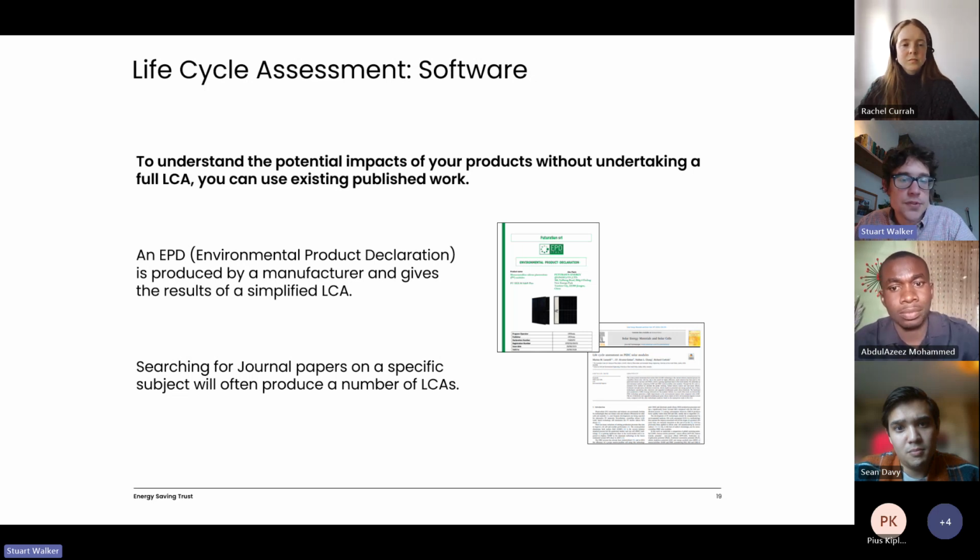So I've got two main sources of information that might be useful. There are documents called environmental product declarations. This is an example of one for a solar panel. It is produced by the manufacturer, and it basically gives us a simplified LCA for the product. So it tells us a lot of the answers that we'd be looking up if we were running an LCA ourselves. You can find those by searching for them. They're not available for every product, but they might be for the relevant ones.